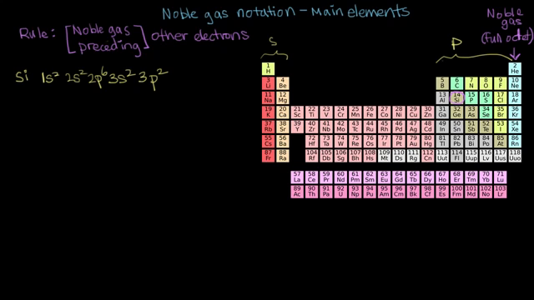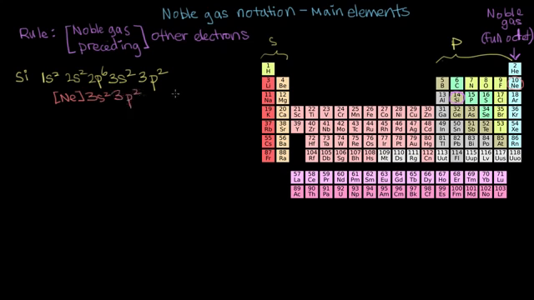Now we can write it out using noble gas notation and compare. The noble gas immediately preceding silicon, if we go up a row and then move over, we see that it's neon. So we write neon in brackets. And then the other electrons are the ones that come after neon. So we go down, and the electrons that aren't included in neon would be our 3s2 electrons right here and the 3p2 electrons.